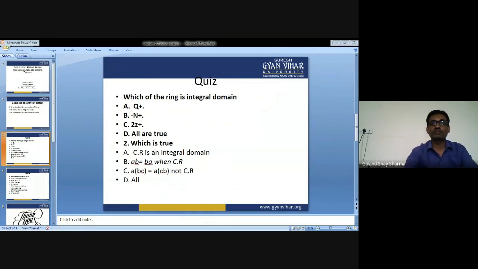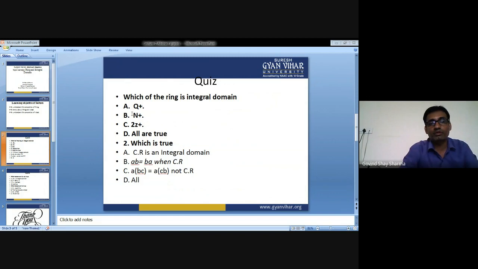Which is the ring and integral domain? Then we know that Q plus and Z plus. Yesterday I told you that Q plus and Z plus are integral domains. So N plus is not a ring, 2Z plus is not a commutative ring with unity, so Q plus is an integral domain. Which is true?